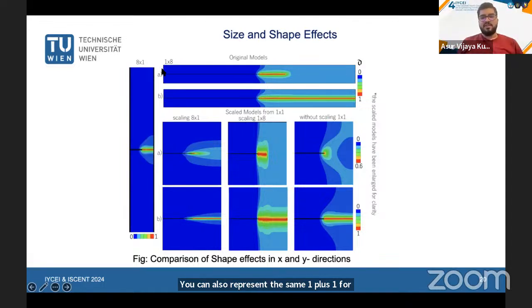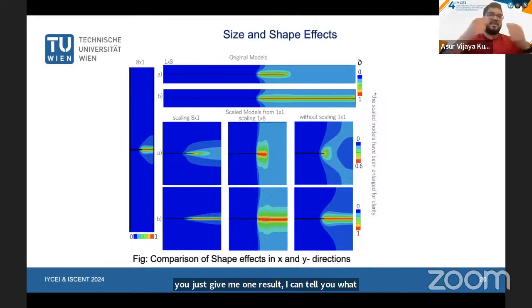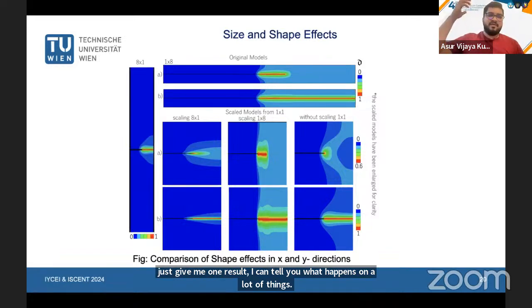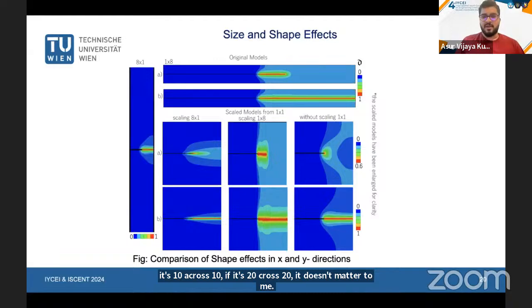So the moral of the story is this: you do one experiment and give me this experiment. Keeping that in mind, I can simulate how the fracture happens numerically for anything else you tell me to do, and I don't need to change anything. You just give me one result, I can tell you what happens with a lot of shapes and sizes. If it's 5 cross 5, 10 cross 10, or 20 cross 20, it doesn't matter to me. That's what shape and size effects are doing.